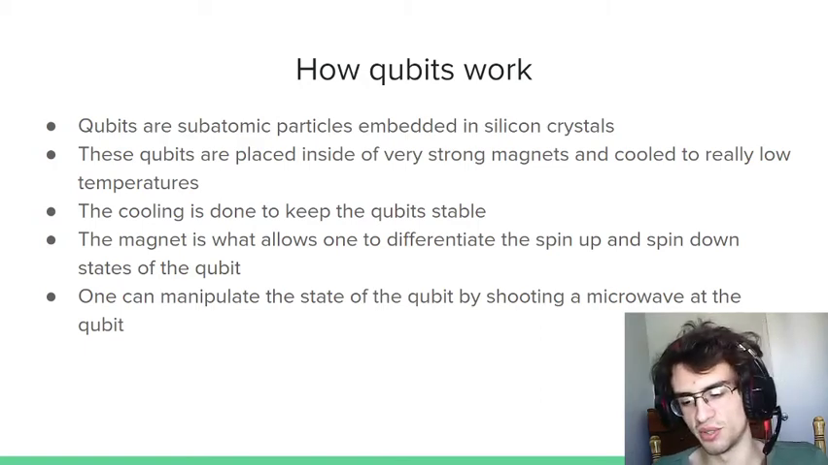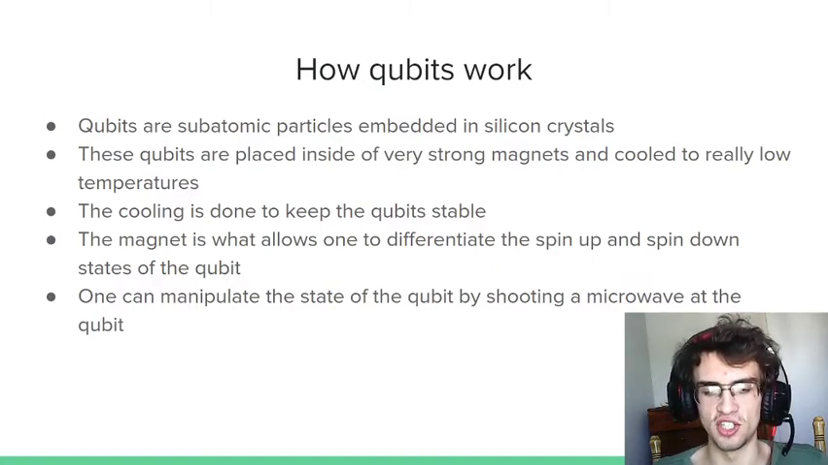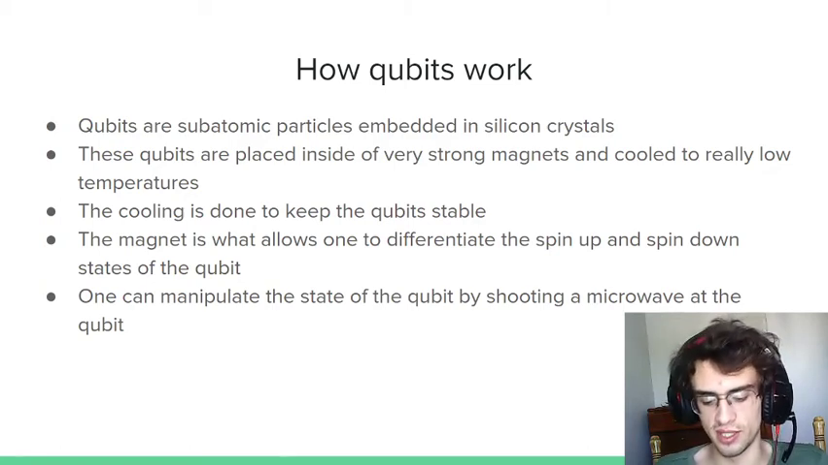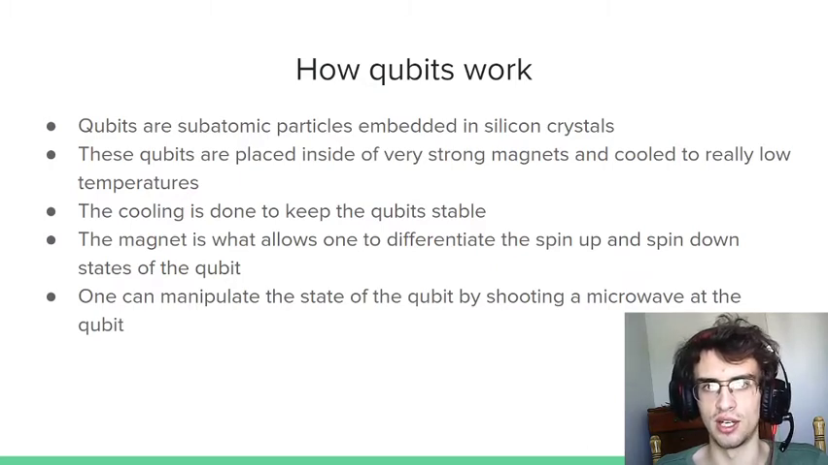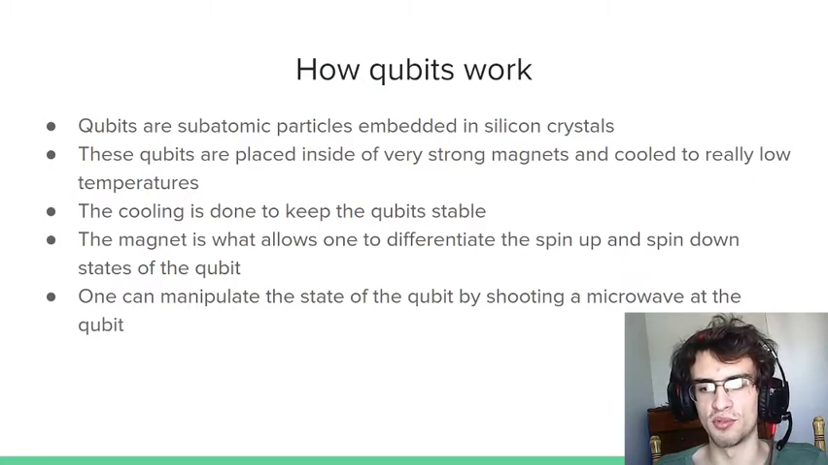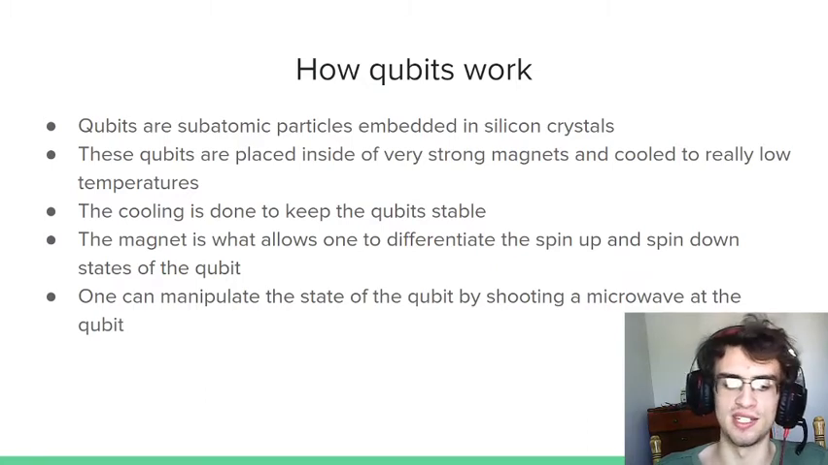Now it's cooled to really low temperatures in order to keep the qubit stable. When a qubit is at room temperature, you can't really measure it that well. And as far as why it's in a really strong magnet, that has to do with the fact that it allows one to differentiate when the qubit is in a spin up or a spin down state.